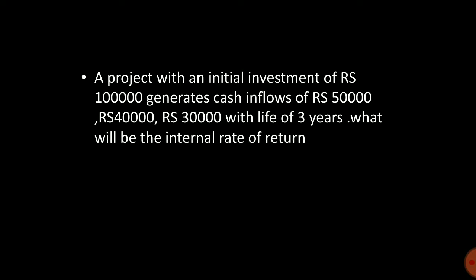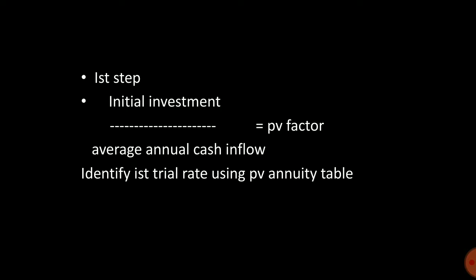So the first step of calculating internal rate of return is calculation of PV factor. PV factor is equal to initial investment divided by average annual cash inflow. With the help of this PV factor, we can identify the first trial rate, and using this first trial rate, we want to find out net present value. If the net present value is 0, that is the internal rate of return. If it is not 0, we want to use another trial rate, or second trial rate.